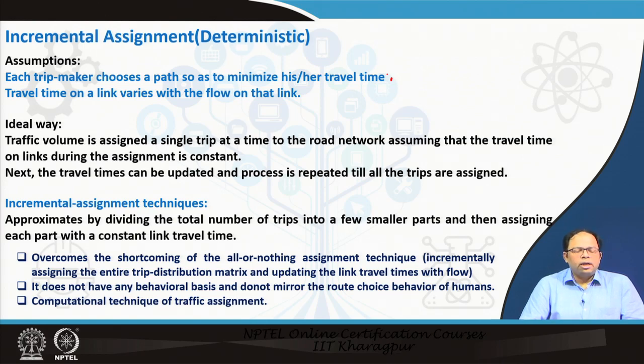So travel time on a link varies with the flow on that particular link. So that is also what we have learned. That means if the flow increases, the travel time will also increase. So the ideal way to solve this particular problem is the traffic volume is assigned single trip at a time on the road network, assuming that the travel time on links during that assignment process remains constant, and after that we update the travel time considering the current traffic volume in that particular link.